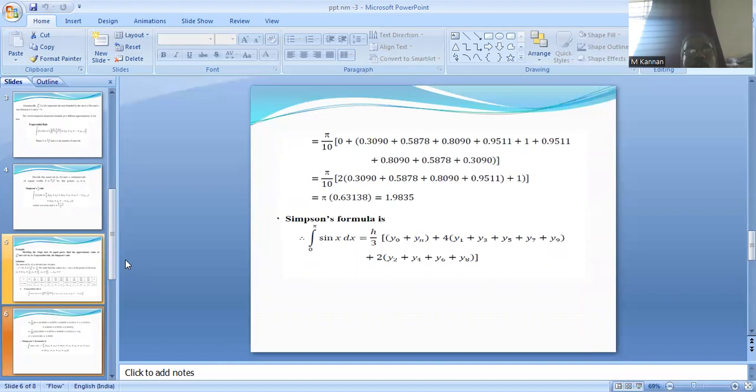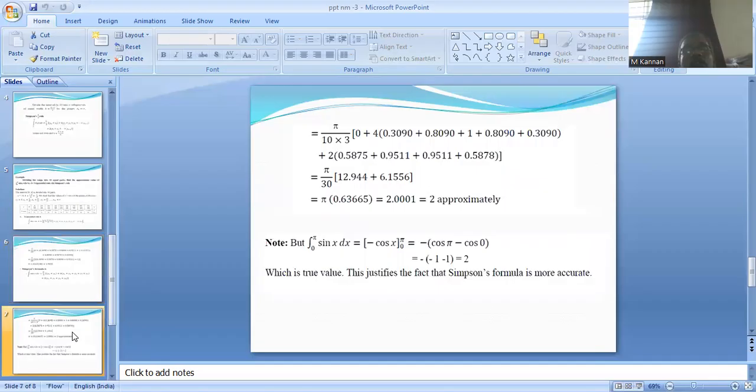Now we use Simpson's 1 by 3rd rule, which means again the integral from x0 to x0 plus nh of f(x) dx is equal to h by 3 into the sum of the first and last ordinates plus 4 into the sum of the odd ordinates plus 2 into the sum of the even ordinates. That means h by 3 into (y0 + yn) plus 4 into (y1 + y3 + y5 + and so on) plus 2 into (y2 + y4 + and so on). Now we substitute h by 3 into these, and we get the answer as approximately 2.001.